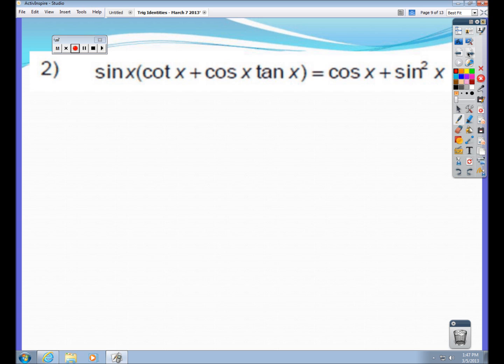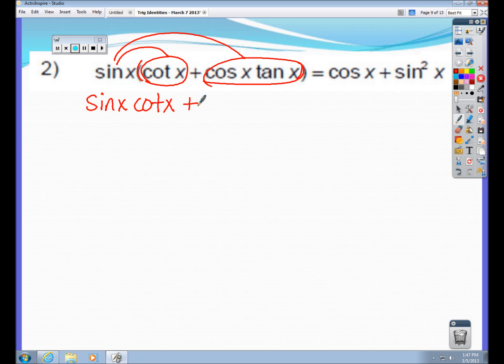Okay, so one thing, if I've got parentheses in this problem with something outside of parentheses, that generally means to distribute. So I'm going to take each term in these parentheses, remember terms are split by a plus or minus, and I'm going to multiply times sine. So it's distributive property. So sine times cotangent, okay, plus sine times cosine times tangent. That's one way to start. It's not the only thing we could have done, but that's just one thing. So if you see parentheses, maybe you can multiply.